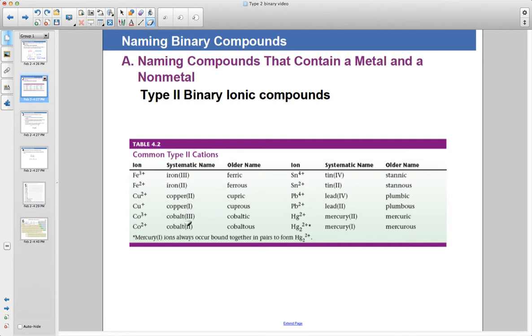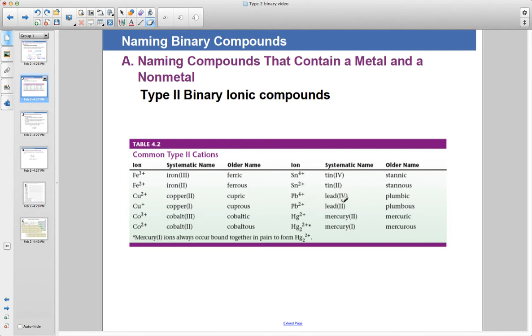But you will see them both, so make sure you're familiar with both. So this, since it's a 3 plus, would be cobalt 3. So just look for these Roman numerals. Tin can not only be 4 plus, but can also be a 2 plus. Again, stannous would go with the lower of the oxidation numbers between the two. Stannic would go with the higher.